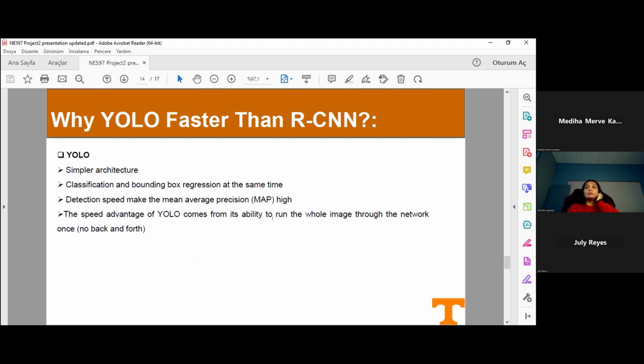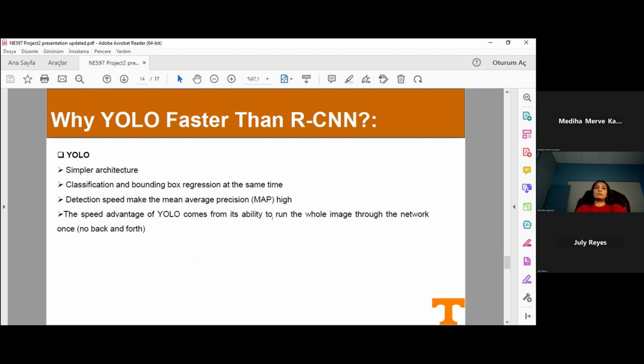Why is YOLO faster than RCNN, and also Faster RCNN? In practice, it runs a lot faster than Faster RCNN due to its simpler architecture. Unlike Faster RCNN, it's trained to do classification and bounding box regression at the same time. The mean average precision of Faster RCNN reached 80%, but YOLO V3, for example, had a significant advantage in detection speed, where the frames per second was more than 8 times that of Faster RCNN. This means that YOLO V3 can operate in real time with a high mean average precision of 80%. So that's why YOLO is preferable.